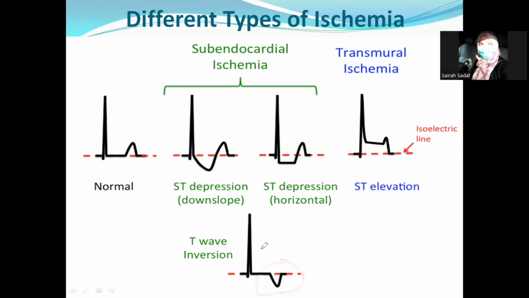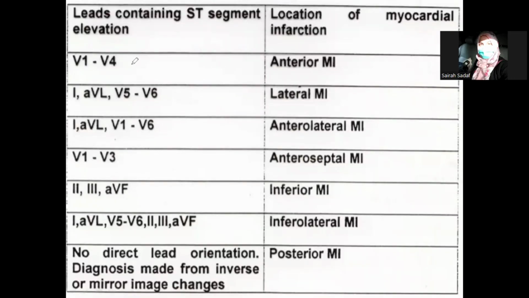And this is the simplest form of ischemia, which has only one finding, that is T wave inversion without any ST elevation. If there is elevation in V1 to V4, you can say there's anteroseptal MI, or anterior wall MI. These are the lateral leads: 1, AVL, V5 and V6. So it is known as lateral wall MI.